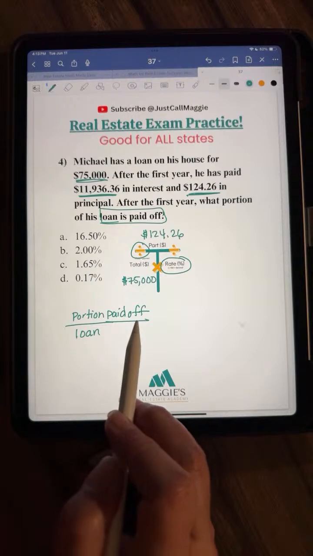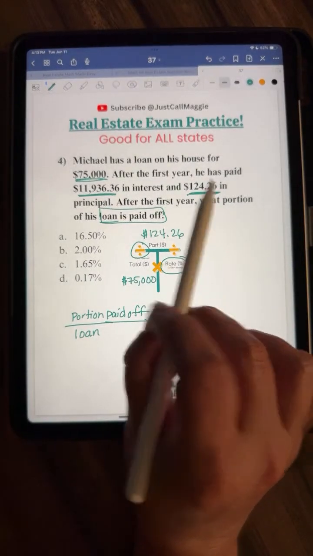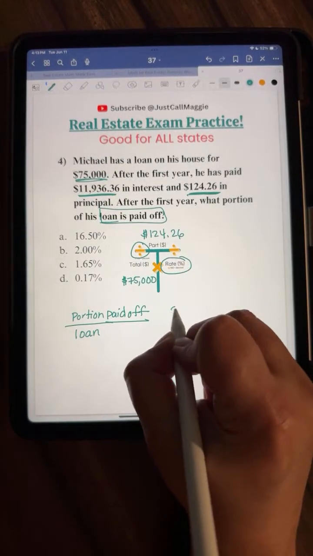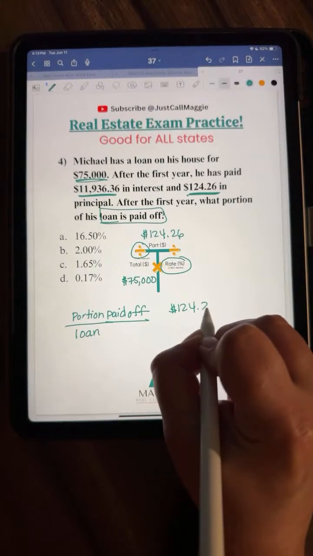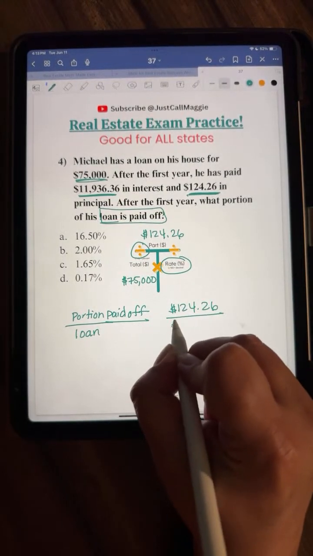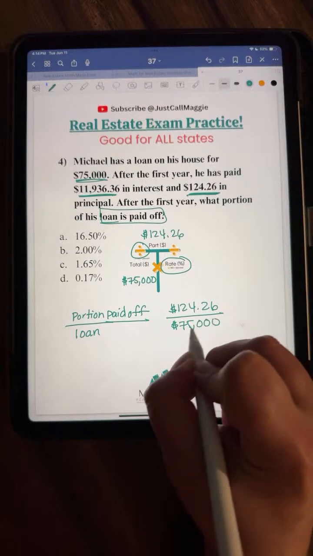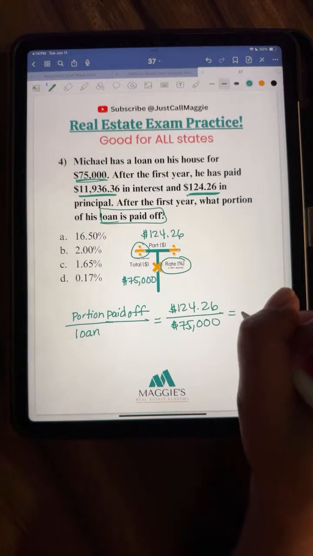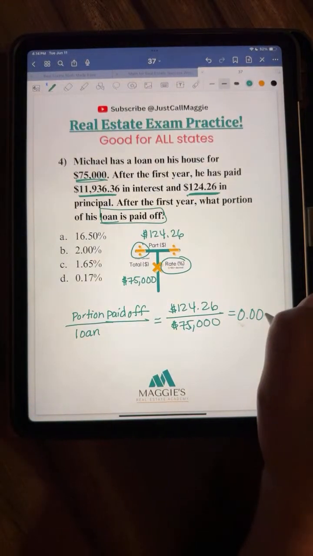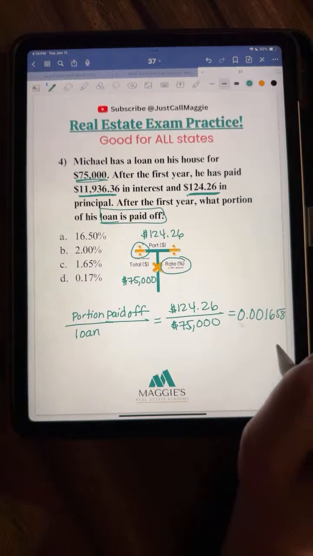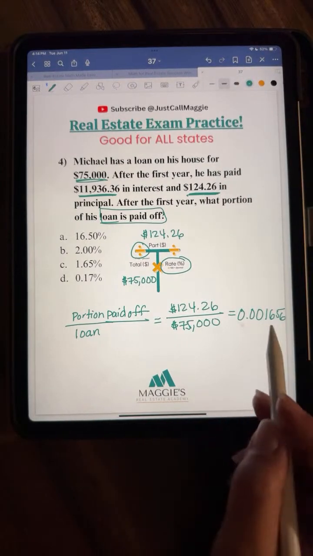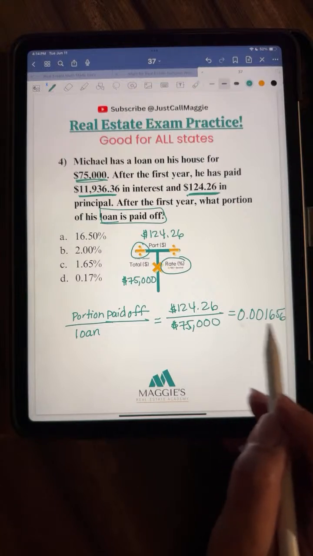So you see the portion that was paid off, that's how much was paid down of this loan amount. So we're going to put $124.26 and divide it by 75,000 in our calculators. Okay? And when we do that, we end up with 0.001656. Now remember, we got to convert this to a percent.